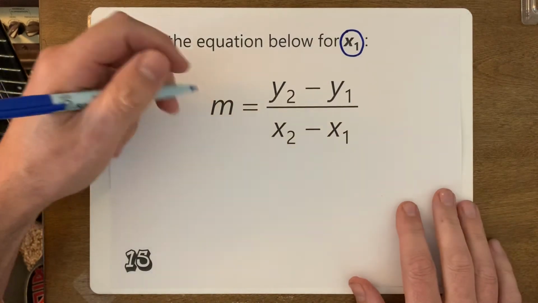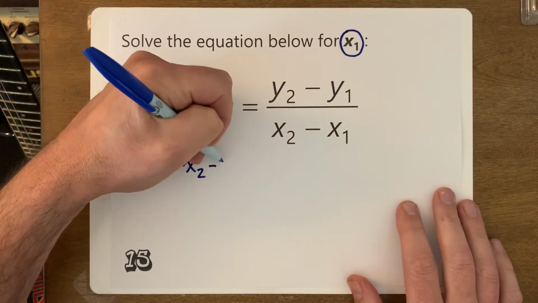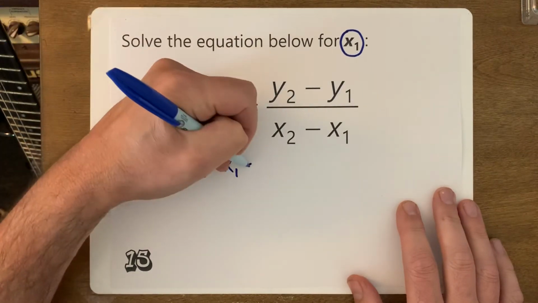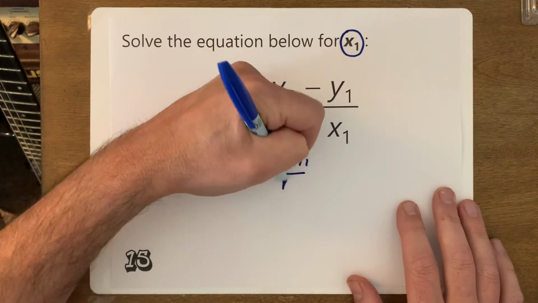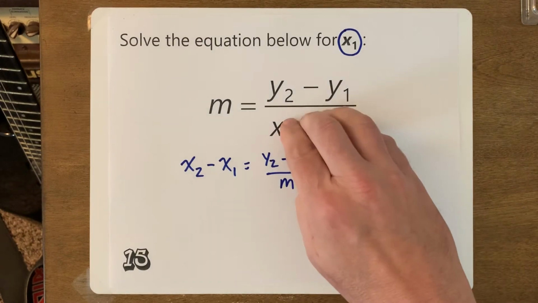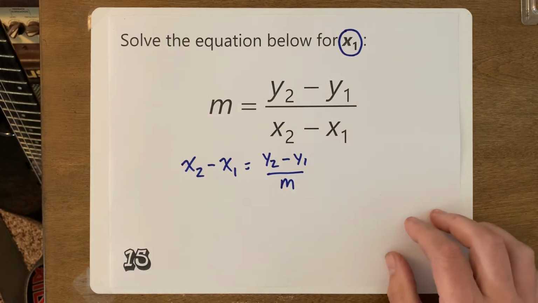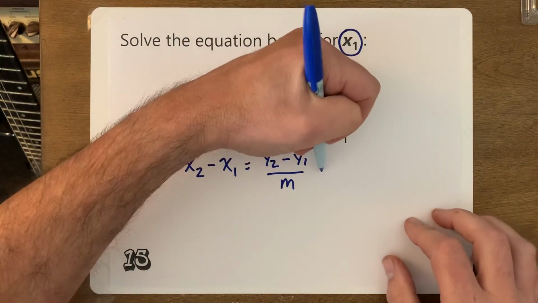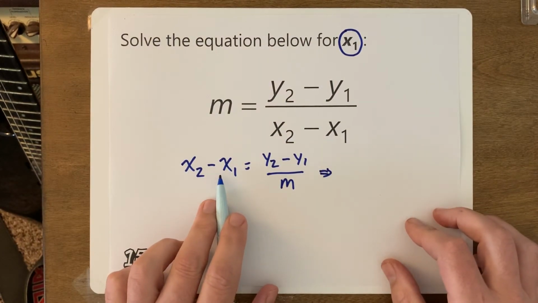And so what I'm going to do is I'm going to write x2 minus x1 equals y2 minus y1 over m. Okay, so am I allowed to do that? I most definitely am allowed to do that. I can take this whole thing, denominator, and take the m and swap them out, as long as neither of those is 0. So here's what I have now. Okay, so now I need to get that x1 by itself, don't I?